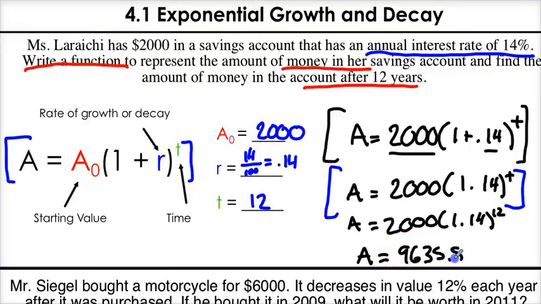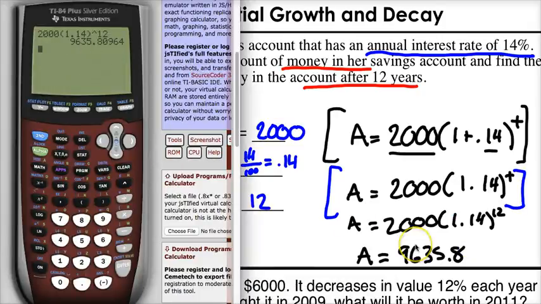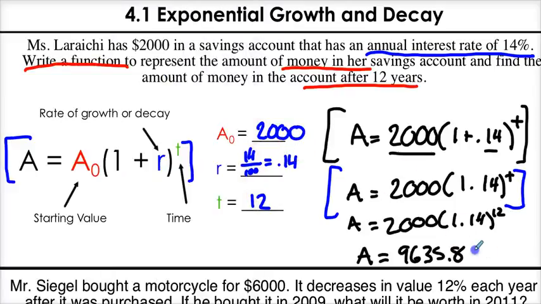9635.8. We'll round it there. Now, I think you should write the whole number to be safe, but I can't keep looking back and forth, so I'm just going to leave it. Now I'll write out the whole number. 0.964. Boom. So this is how much money Miss Larici will have in her account after 12 years if it grows at a 14% interest rate.